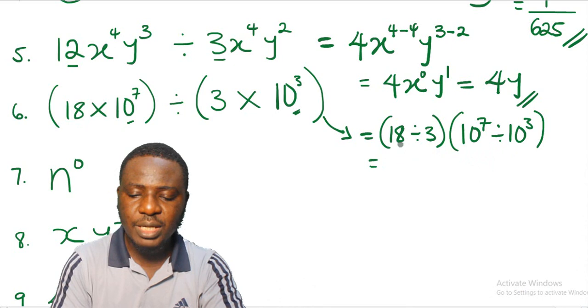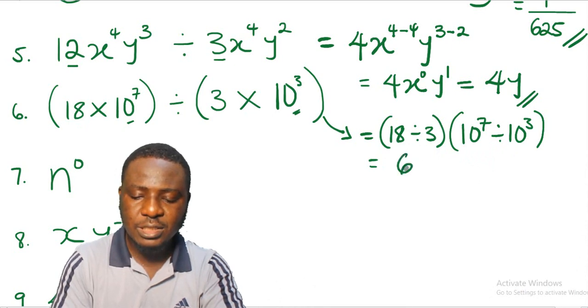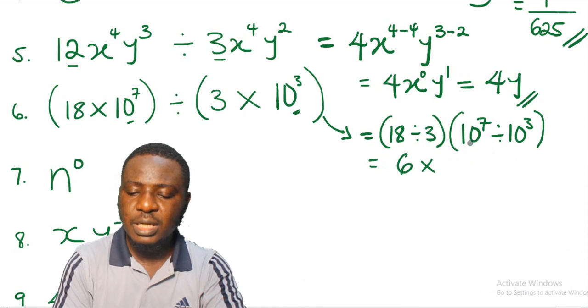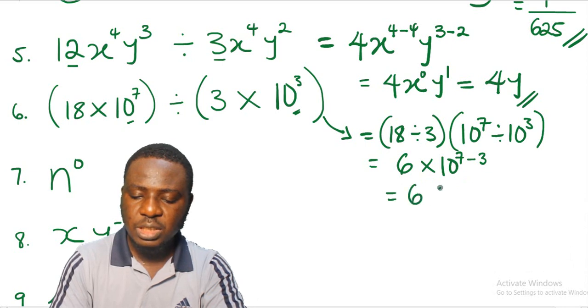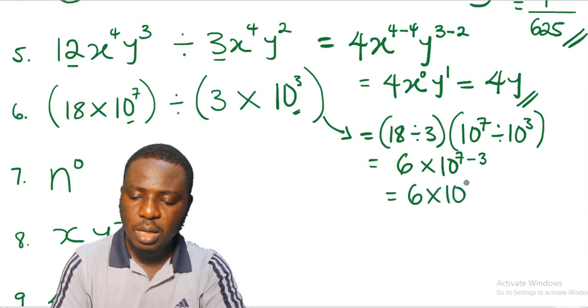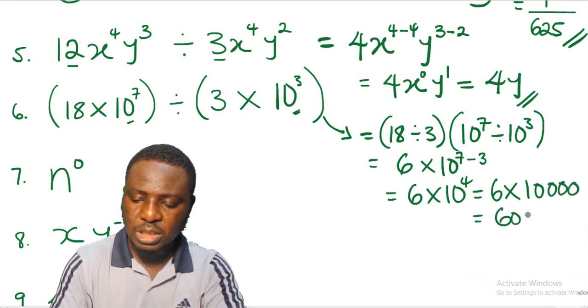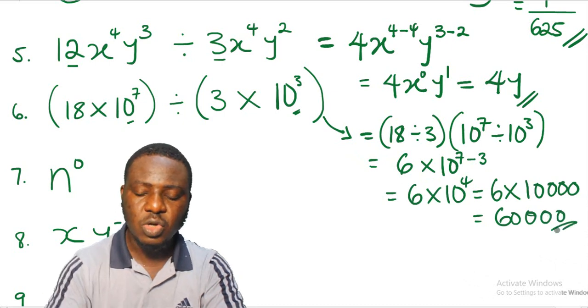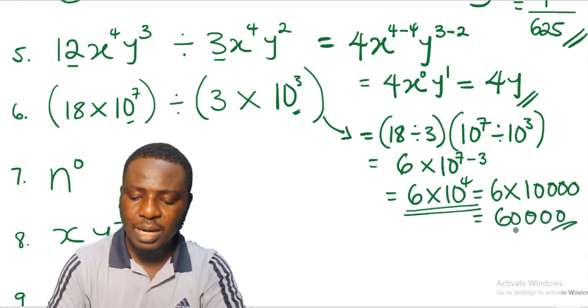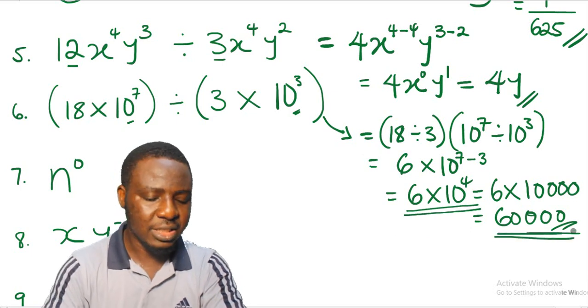So this is going to give me 18 divided by 3 is 6 times 10 raised to the power of 7 minus 3 using the subtraction law, and this can be simplified to be 6 times 10 raised to power 7 minus 3 is 4. If you want to simplify this further, it gives you 6 times 10,000, and this becomes what? 60,000. So this is your answer. You either leave it in standard form like this or in ordinary form as 60,000.